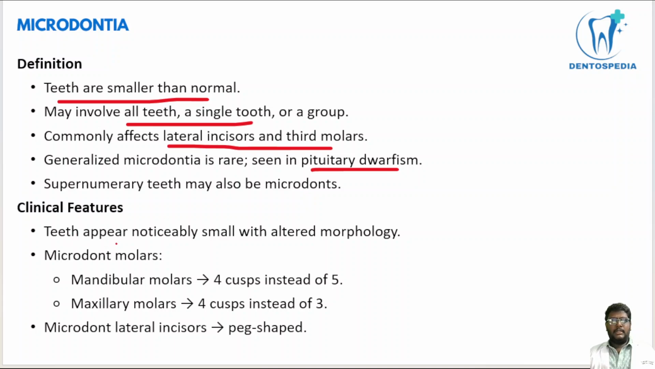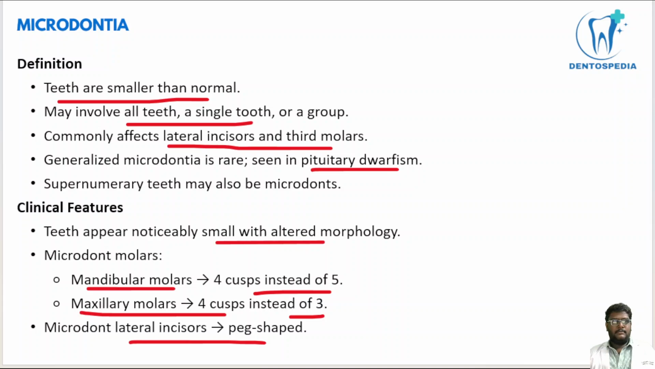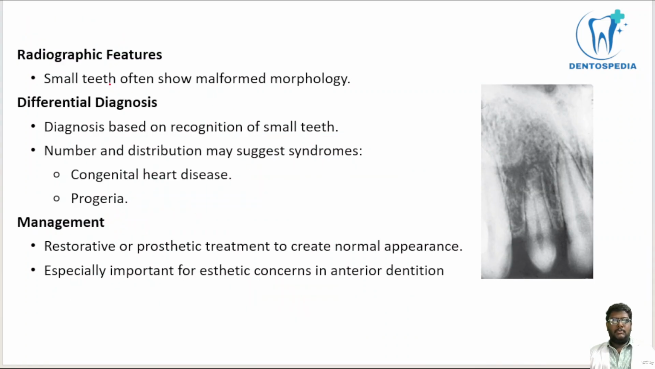And coming to the clinical features, teeth appear noticeably small with altered morphology. Okay, and this is how it presents. You can see mandibular molars having 4 cusps instead of 5, and also you can see maxillary molars with 4 cusps instead of 3. And also peg-shaped laterals are common in these kind of situations. And coming to the radiographic features, you can see small teeth. The size of the teeth will be very small when compared to adjacent teeth. And you can see there are a few conditions associated: congenital heart disease and progeria.